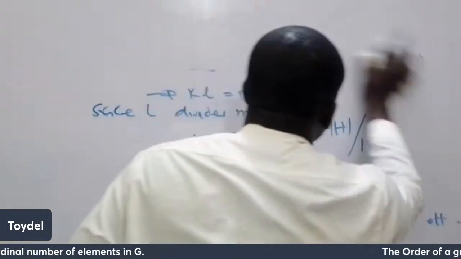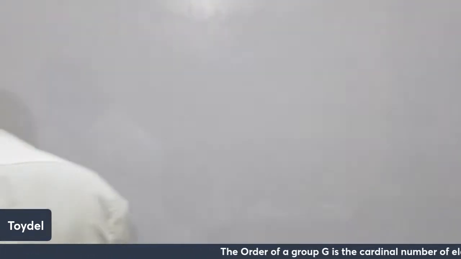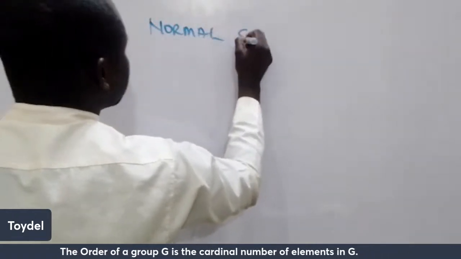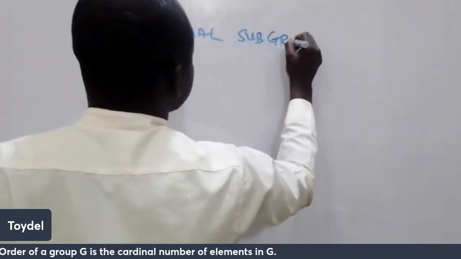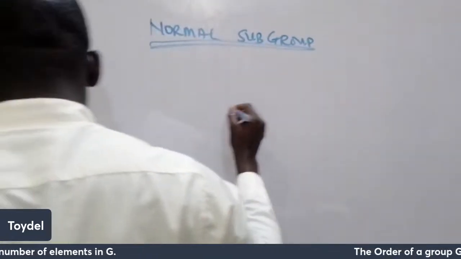Let's define a normal subgroup, because over time. How do we define a normal subgroup? So how do we define a normal subgroup?